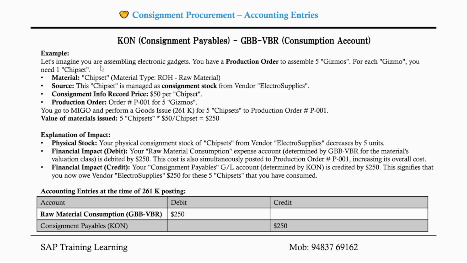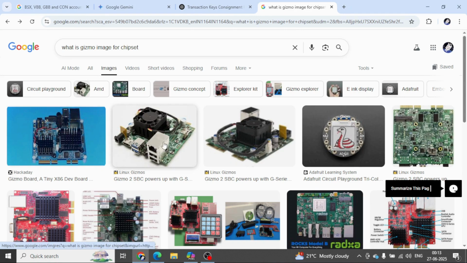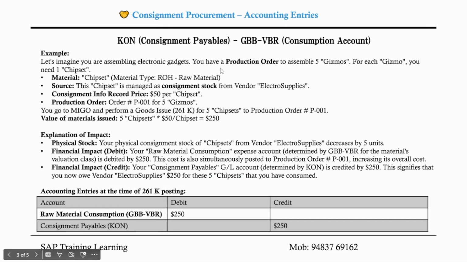So in this example, let's imagine you're assembling electronic gadgets. You have a production order to assemble 5 gizmos. Gizmo means it's a chip board. For each gizmo, you need 1 chipset. Okay. So now you have a production order from your production department to assemble 5 gizmos. Each gizmo you need 1 chipset. So you need 5 chipsets, right?